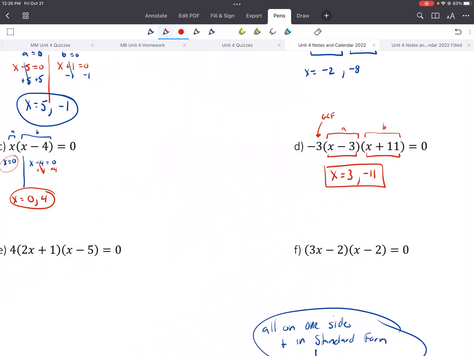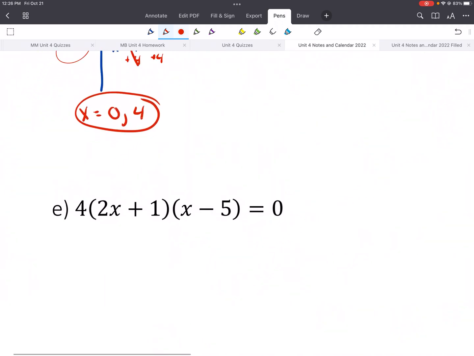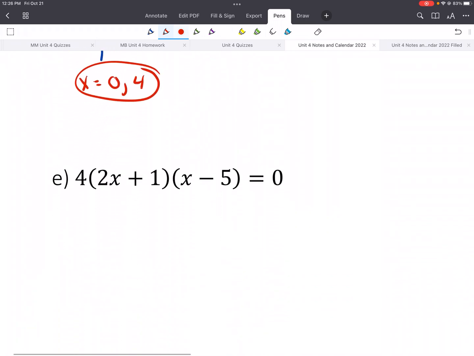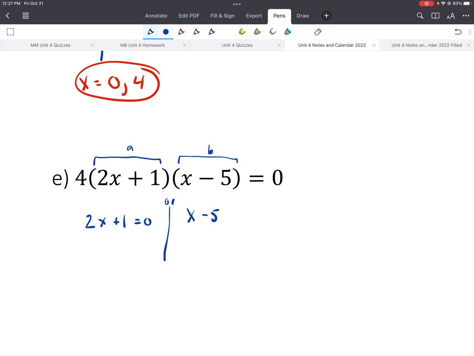This is why I really like it if you would do what we did at the very beginning and set them equal to 0, because this is where people get stuck. They're like, what? Now we have 2x plus 1. But still, this is a, this is b. Either a's got to be equal to 0 or b's got to be equal to 0. So 2x plus 1 has got to be equal to 0, or x minus 5 equals 0. So we would solve, subtract 1, and then we would divide.